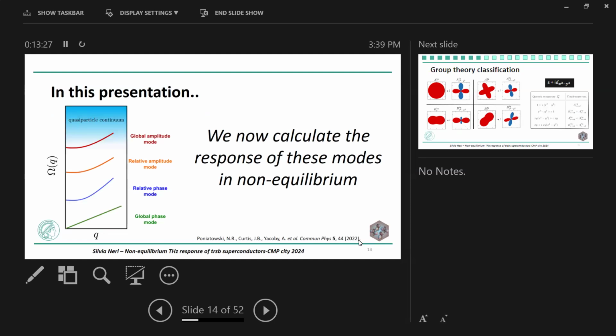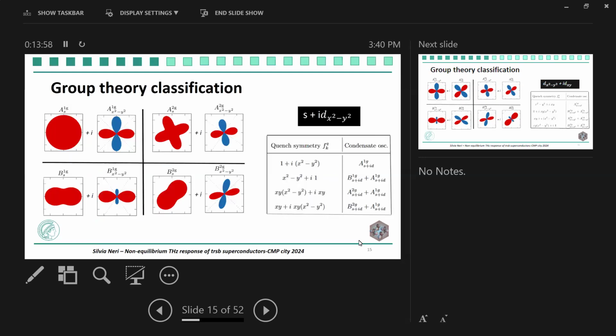Now, what I'm going to show you now are results. They consider two scenarios. One scenario, I'm going to be at q equals 0. The second scenario, I'm putting myself at finite q. So first, what we did to understand the dynamics of these modes and to study the excitation in this sort of system, how can we excite all these modes? How can they appear?